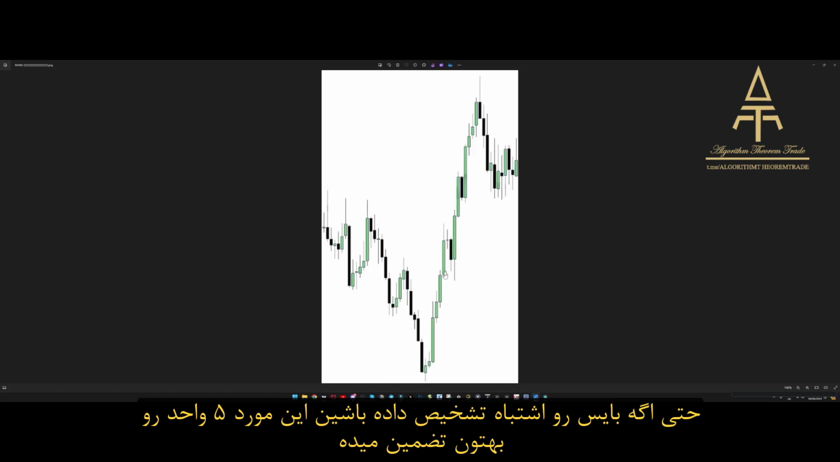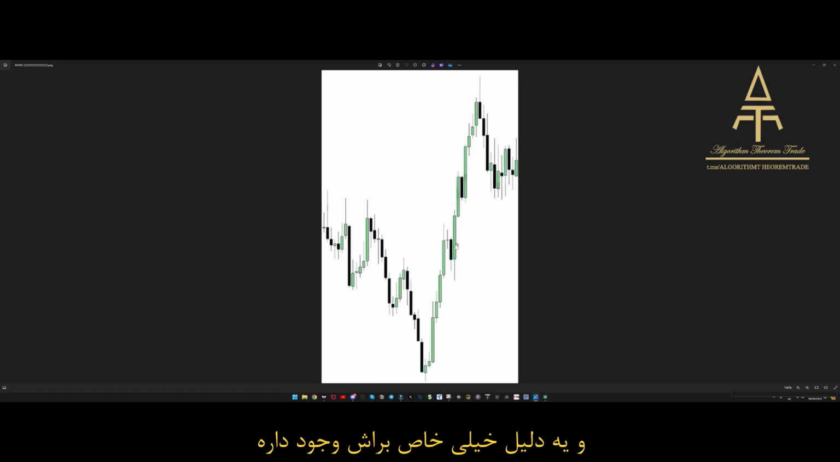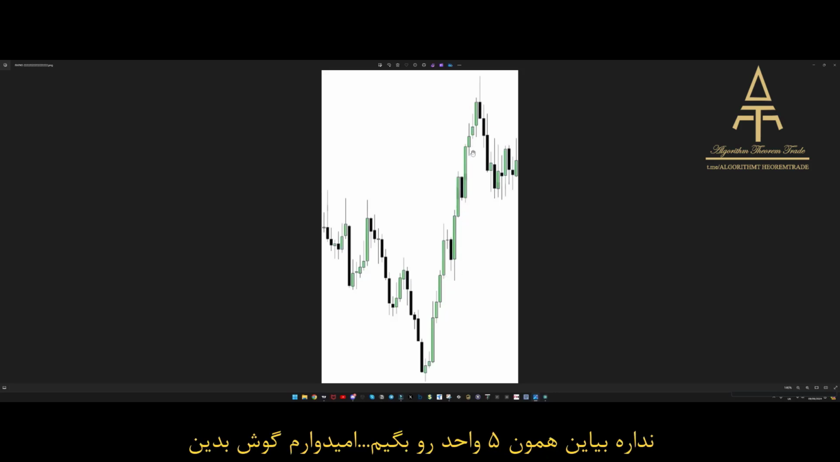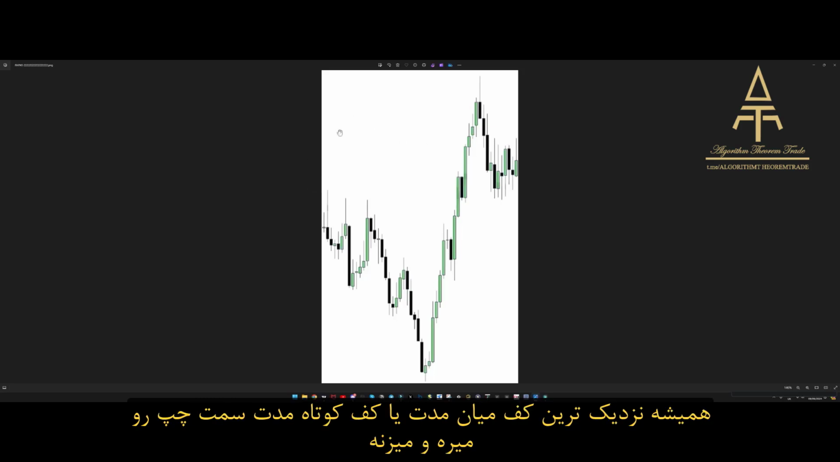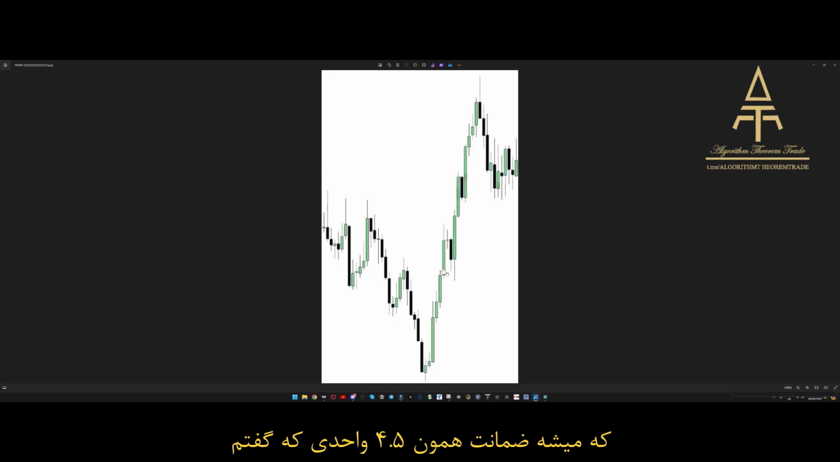Even if your bias is wrong, this will guarantee you 5 handles, right? There's a very specific reason. It's actually 4.5 handles. I shouldn't have said that, but it's okay. Let's say 5 handles. Hope you're listening. This will basically pull you 5 handles. Even if your bias is wrong, it'll always take out the nearest intermediate term low or short term low to the left, which should almost guarantee you 4.5 to 5 handles here, right here, in a matter of minutes.